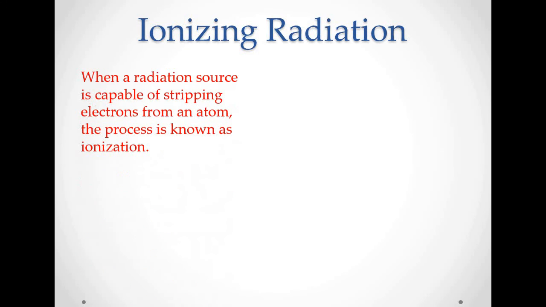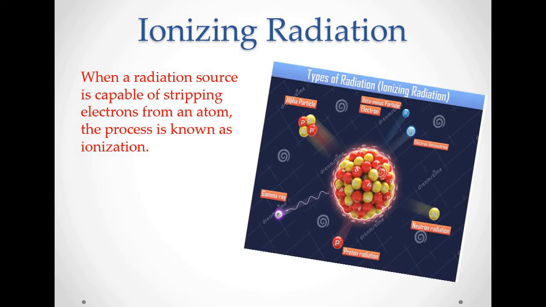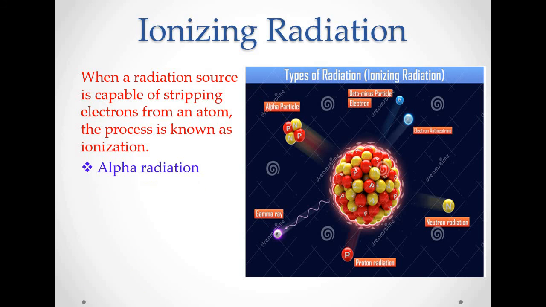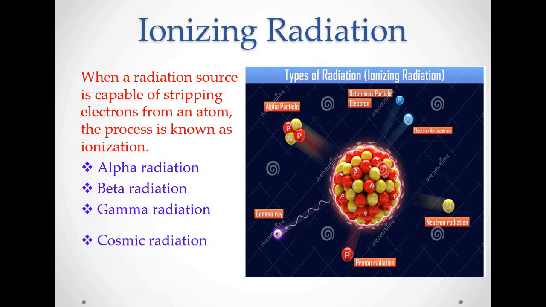Coming to ionizing radiation. When a radiation source is capable of stripping electrons from an atom, the process is known as ionization. Here you can classify the ionizing radiations as alpha radiation, beta radiation, gamma radiation, and the last is cosmic radiation.